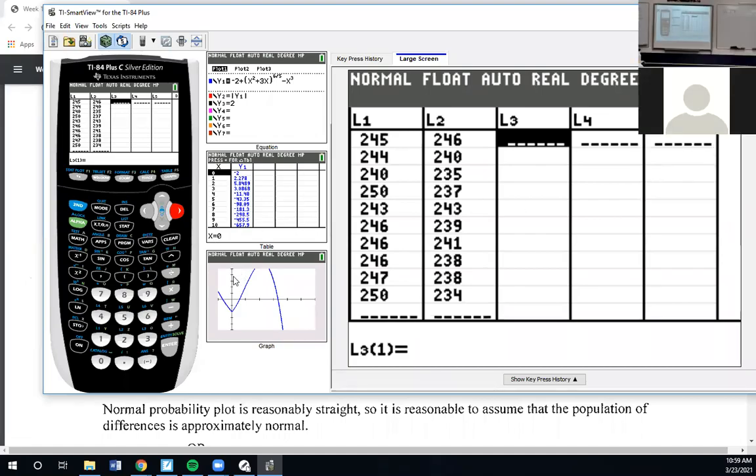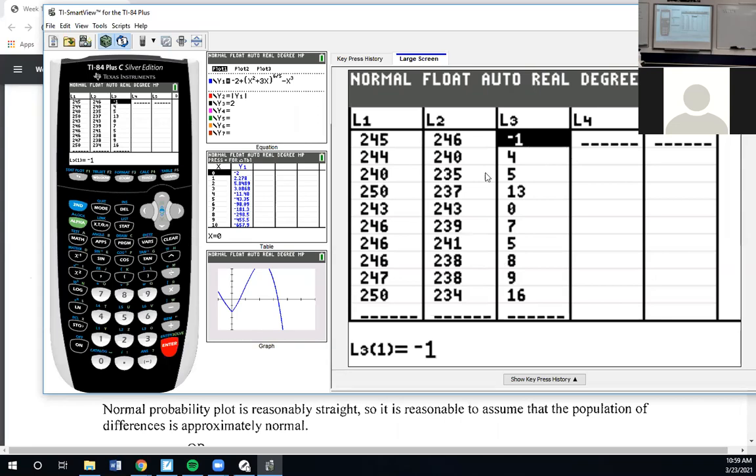Here's the calculator. If you want to just subtract these values, then go up to list 3, and we're going to be defining list 3 as list 1 minus list 2. Hit enter, and it's going to automatically subtract all the values and put them in list 3. Boom. For list 1, I just went in, and for each value, I put 245 minus 246, and then I put it 4. Yeah, you can do it that way.